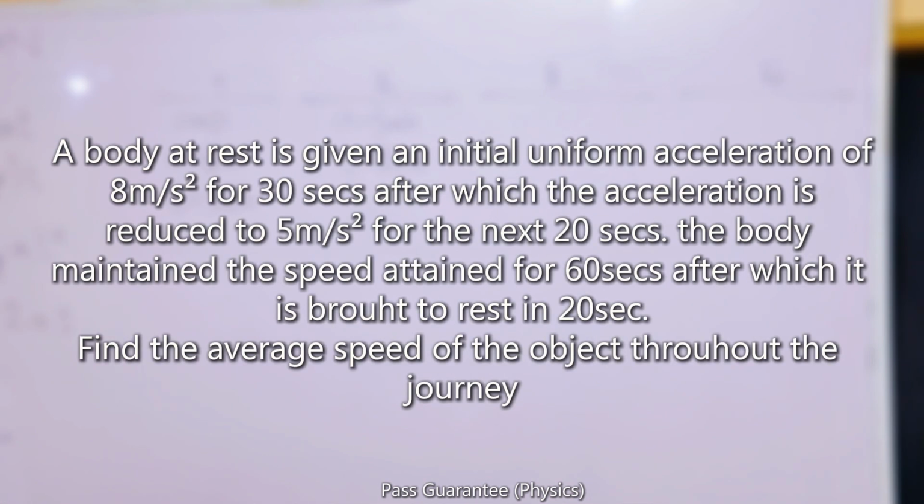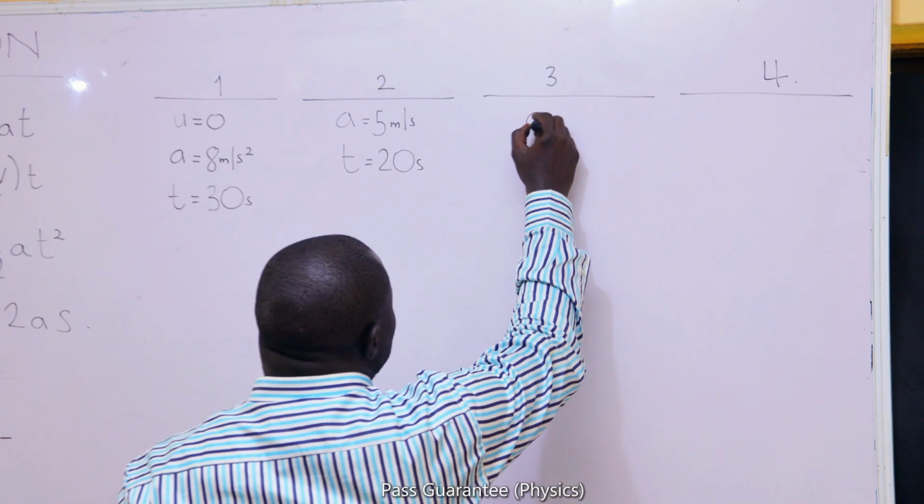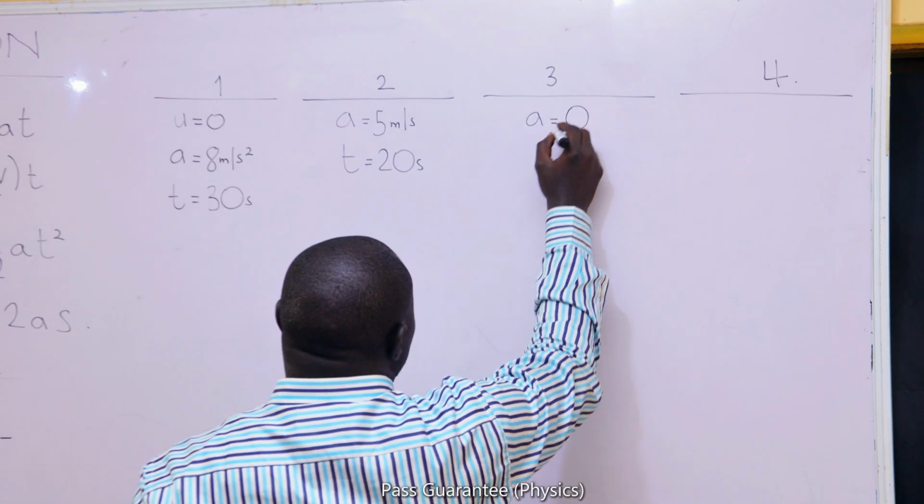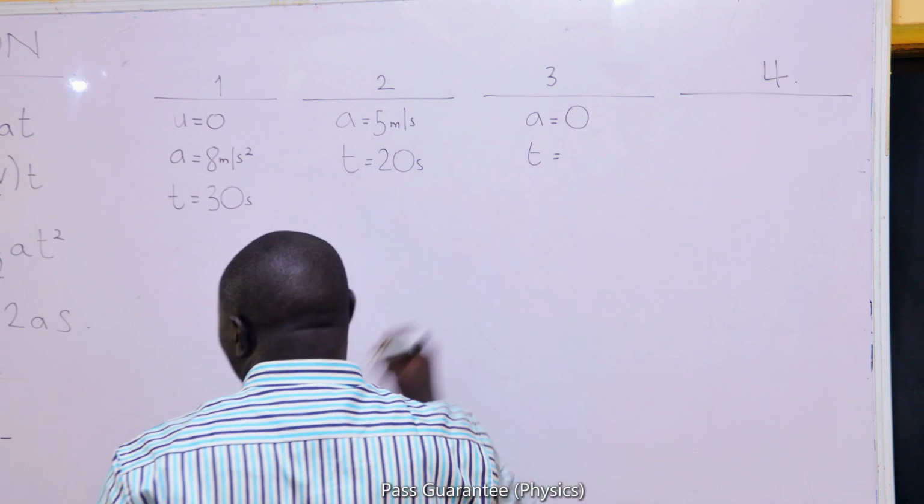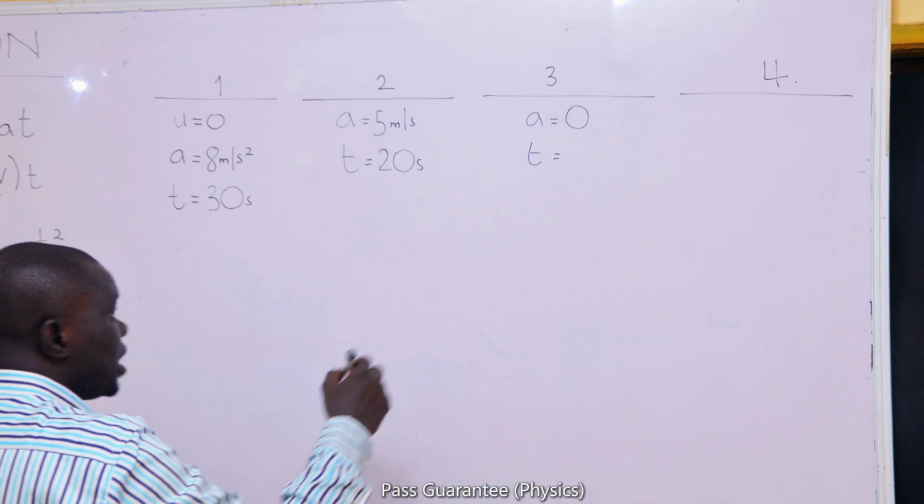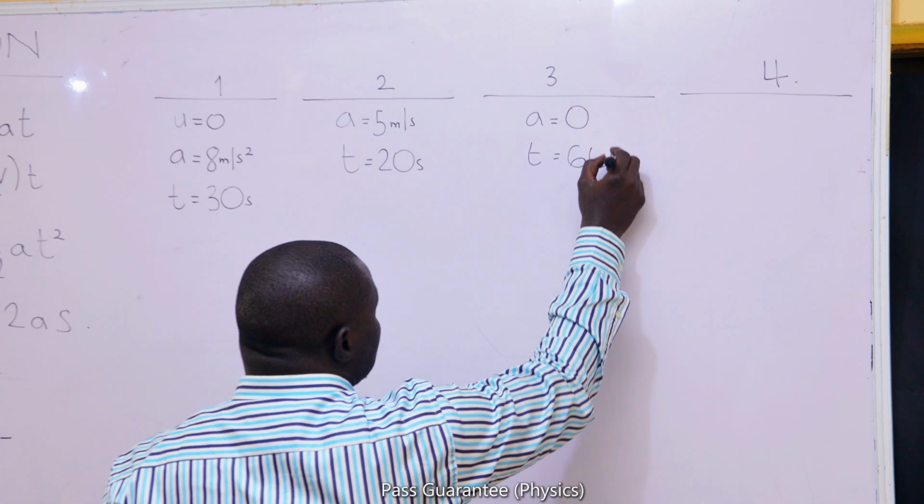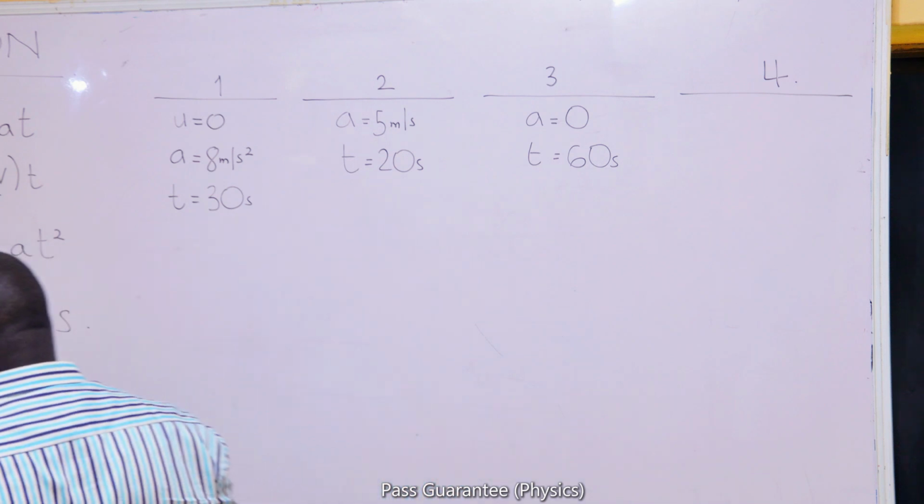The body maintains the speed attained for 60 seconds. For the third part now, the body maintains the speed, which means the acceleration is equal to 0, in a time of 60 seconds. And that's the end of the third part.